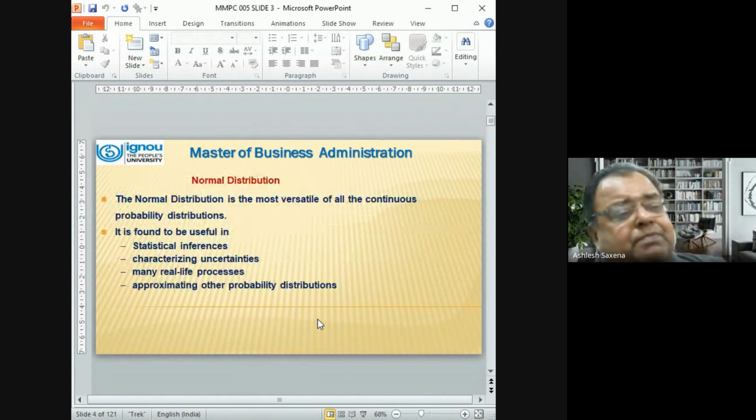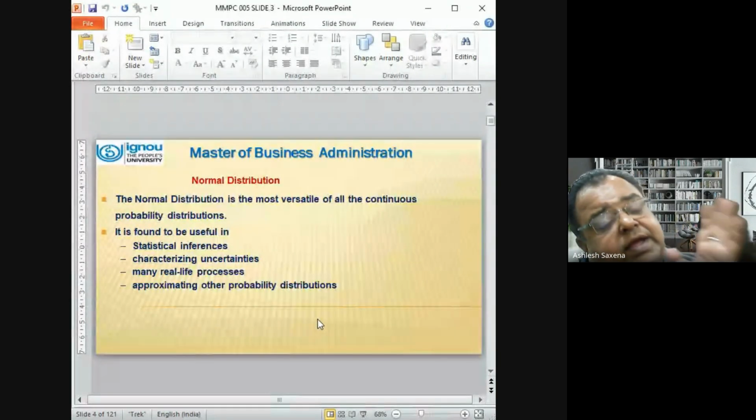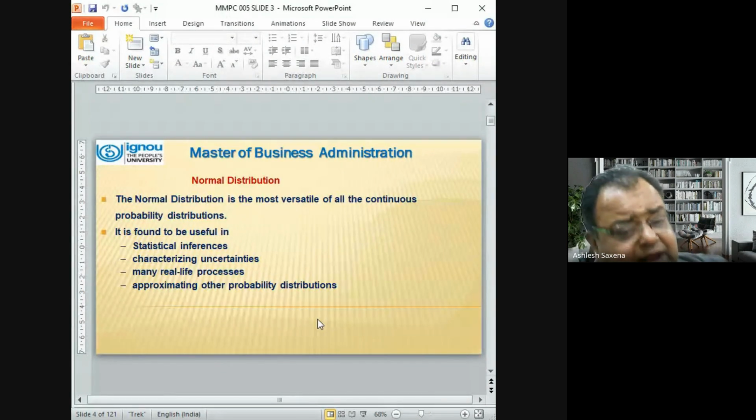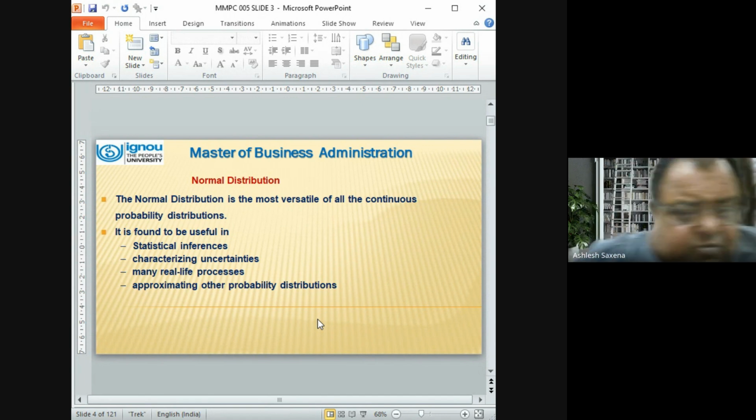Now, the basic part starts, because this part will be used here in other units also, as well as in your MMPC 15, that is your research methodology. This is the normal distribution. Normal distribution is the most versatile of all the continuous probability distributions. It is found to be useful in statistical inferences, characterizing uncertainties, mean life processes, and approximating other probability distributions.